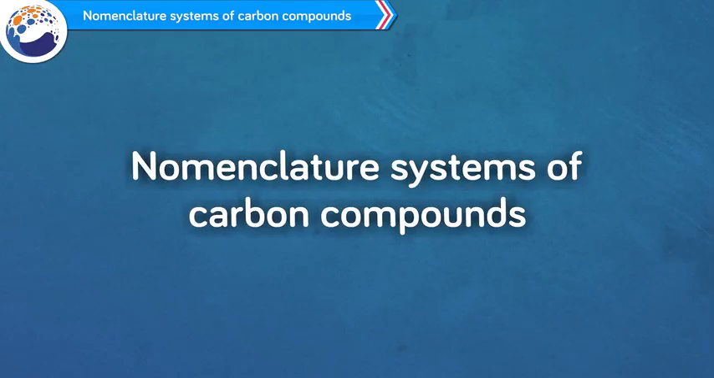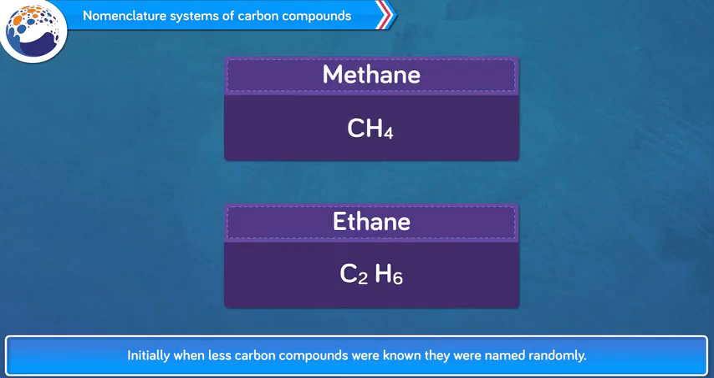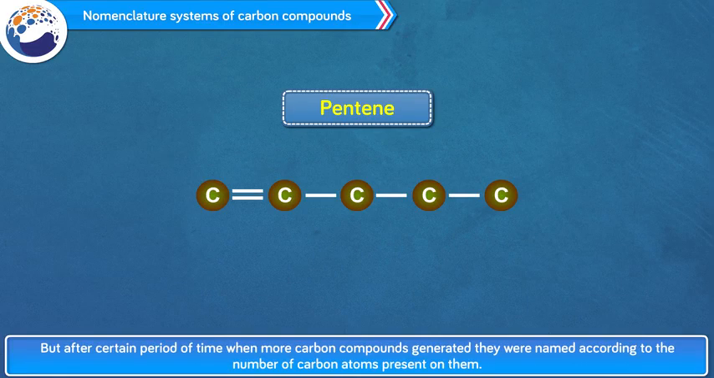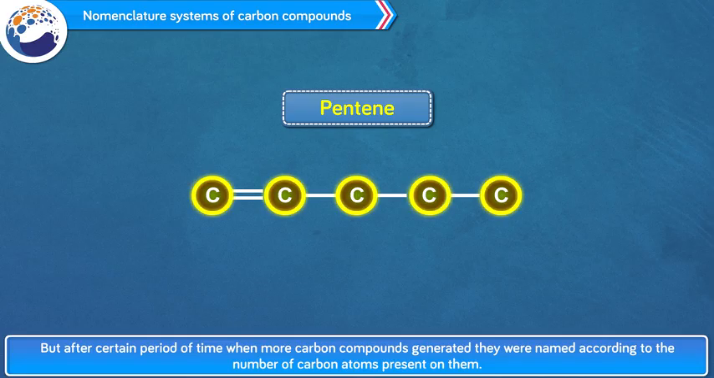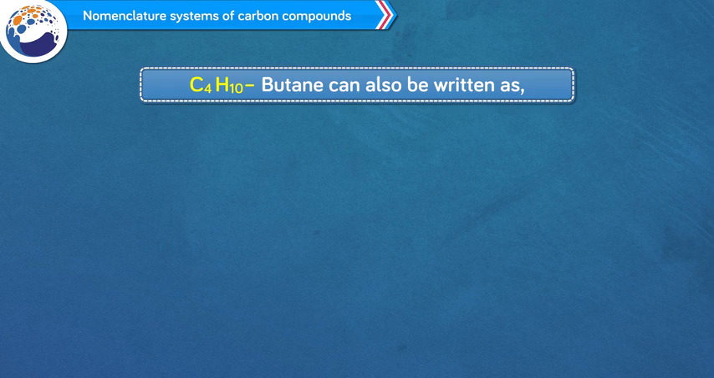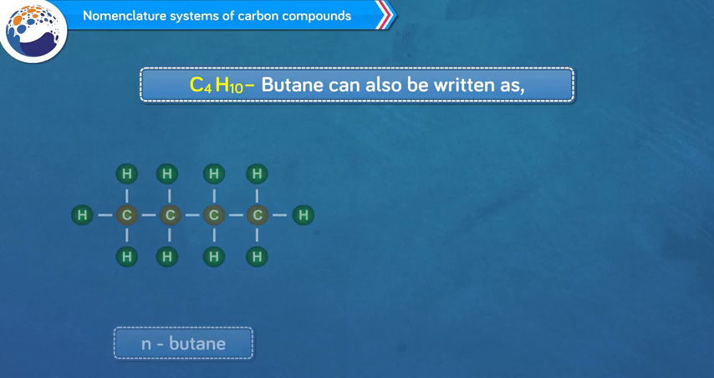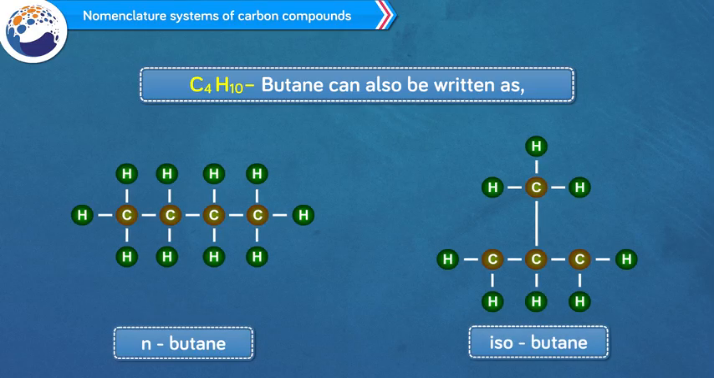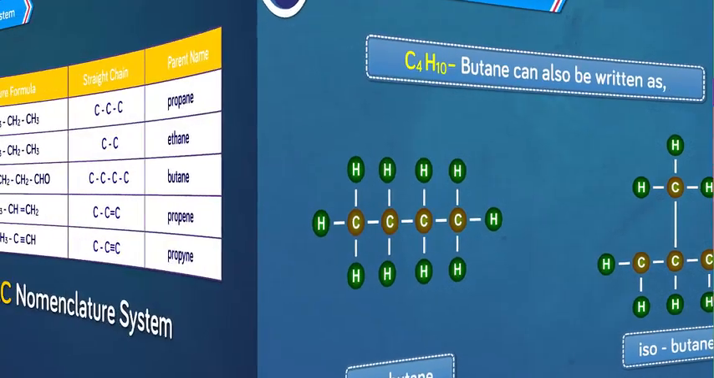Nomenclature systems of carbon compounds. Initially, when fewer carbon compounds were known, they were named randomly, for example, methane, ethane. But after a certain period of time, when more carbon compounds were generated, they were named according to the number of carbon atoms present in them. For example, pentene has 5 carbon atoms. C4H10, butane, can also be written as n-butane, that is normal butane, and i-butane, that is isobutane, depending upon their straight and branched chain structure.